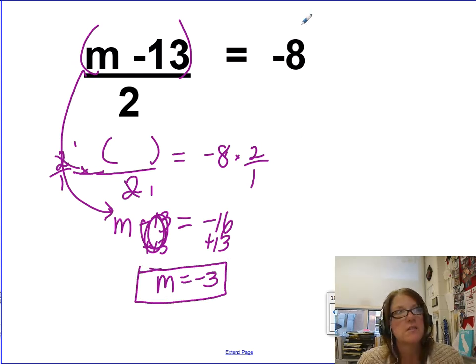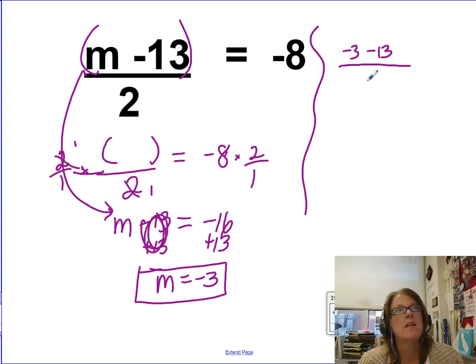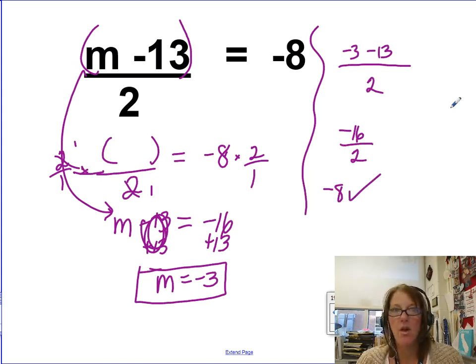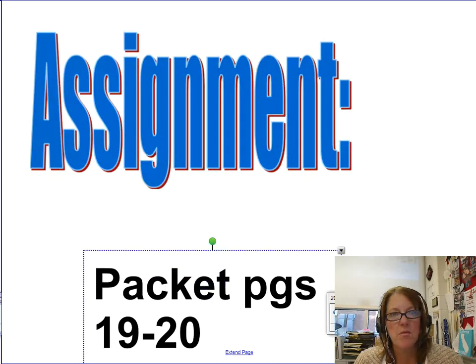Check it. Come over here and say, all right, -3 minus 13. Take that whole quantity and then divide by 2. Well, -3 minus 13 is -16. When I divide by 2, I get -8. Shazam! There you go. It works. It works. Beautiful. So here is what I want you to do.